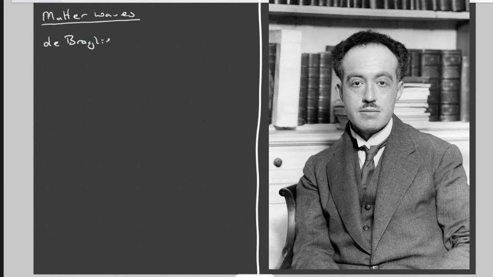The story now moves forward. We now need to talk about something called matter waves. Now, there was a French physicist named de Broglie, although the British, being pretty awful at languages, would probably say de Broglie. De Broglie was studying for his PhD in physics.